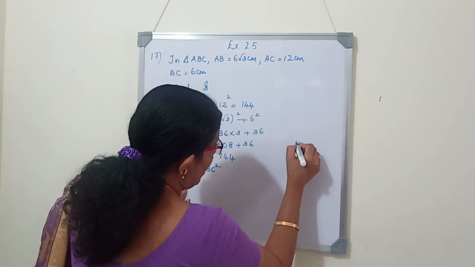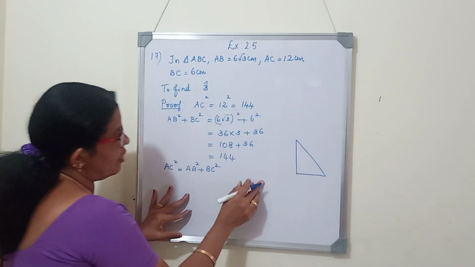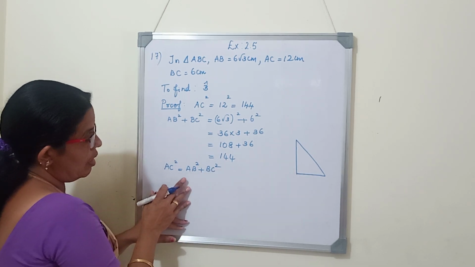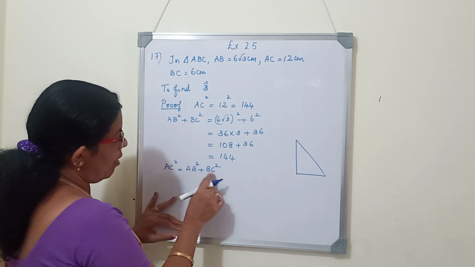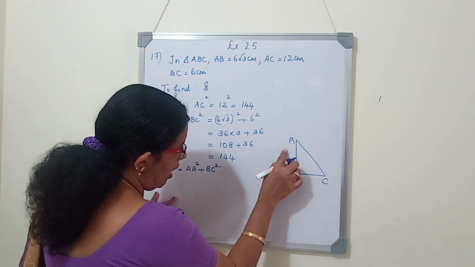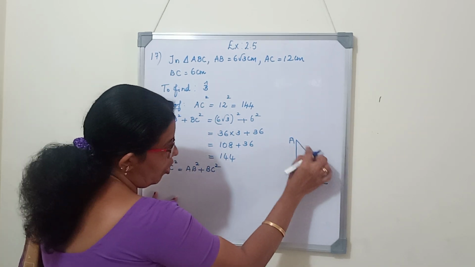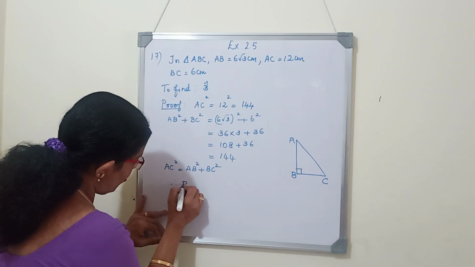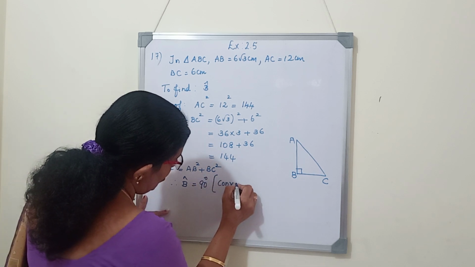In a right angle triangle, we know that the hypotenuse square is equal to the sum of the squares of the other 2 sides, and we call it the Pythagoras theorem. Actually, this is the converse of the Pythagoras theorem. So we prove that AC square is equal to AB square plus BC square. So in triangle ABC, AB square plus BC square is equal to AC square. The longest side is AC, and the opposite angle is B. Therefore, angle B is equal to 90 degrees by the converse of the Pythagoras theorem.